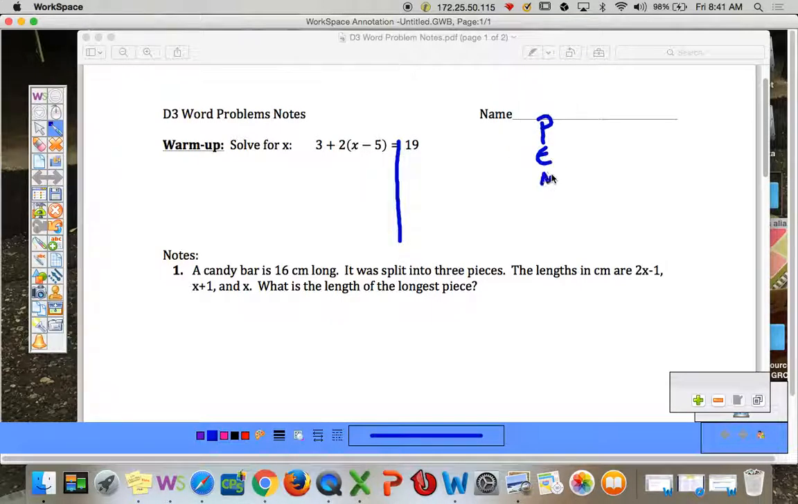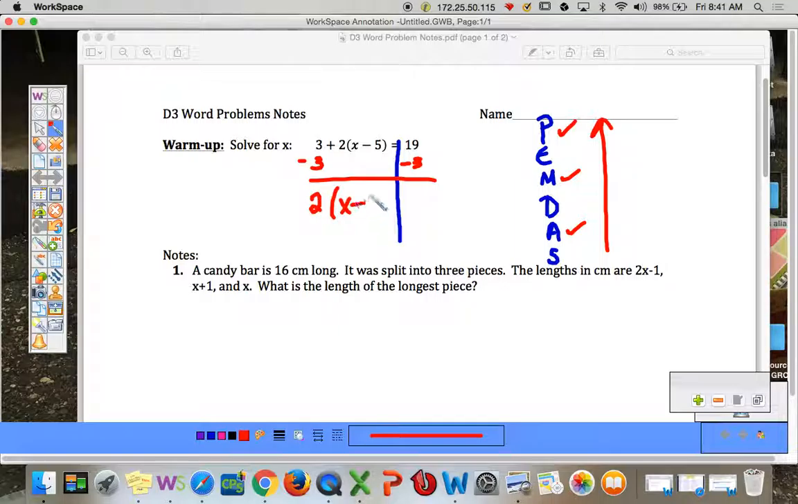First of all, we have PEMDAS. And let's look at what we have on the left-hand side here. We have adding the 3, we have multiplying by this 2 here, and then we have this parentheses in which we have subtraction. So when we solve, we want to go the opposite order of operations. Let's start by getting rid of the addition. So first up, let's subtract 3 from each side. So if we do that, we get 2 times x minus 5 equals 16.